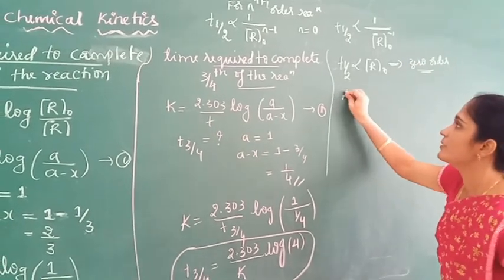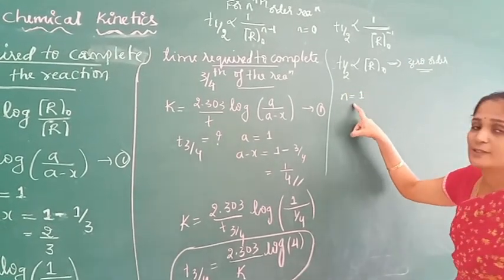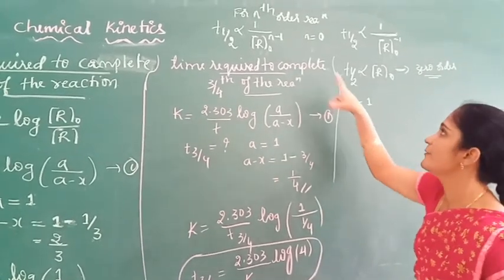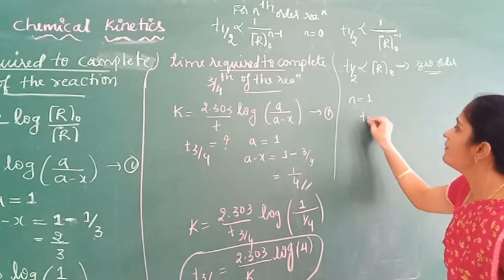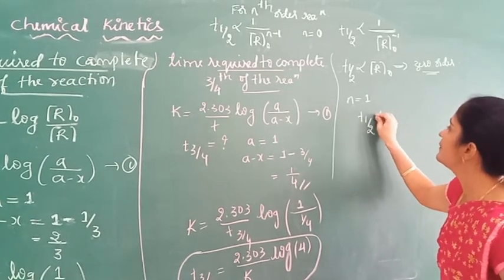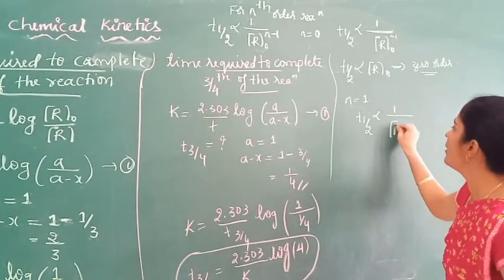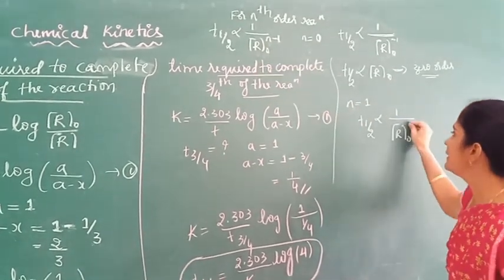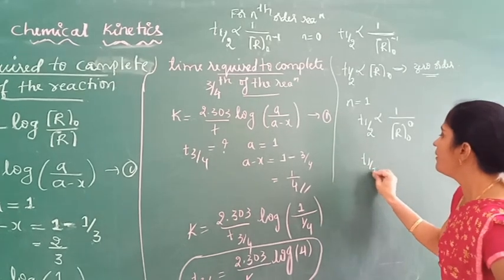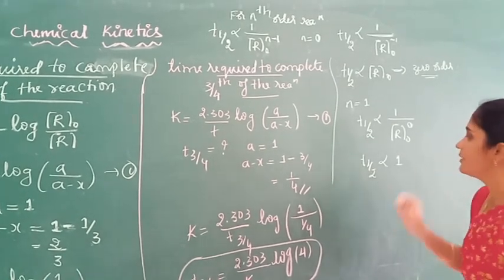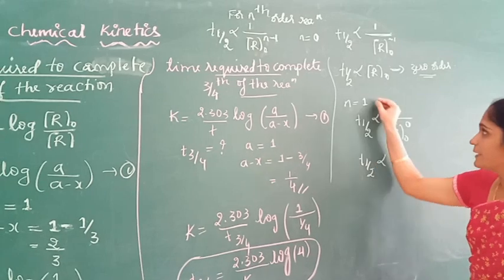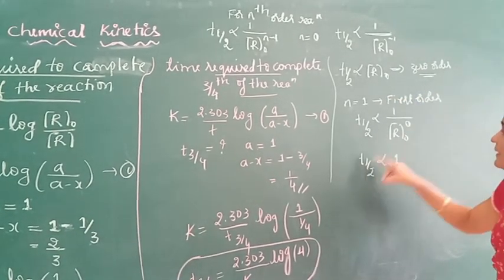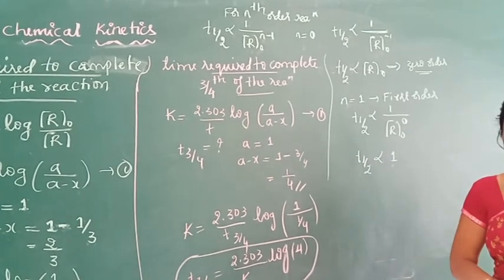For a first order reaction, if you put n equals 1, n equals 1 means the order of the reaction is first order. So put n equals 1 in this equation, we get t half is inversely proportional to 1 divided by R naught to the power of, put n equals 1 here, 1 minus 1 is 0. So anything to the power of 0 is 1. So t half is proportional to 1. So for a first order reaction, the half-life is independent of initial concentration of the reactant.